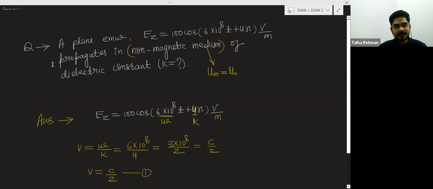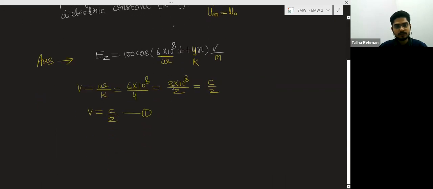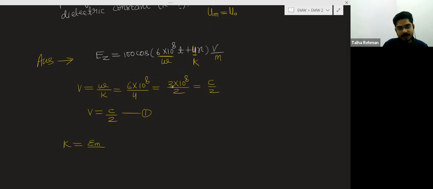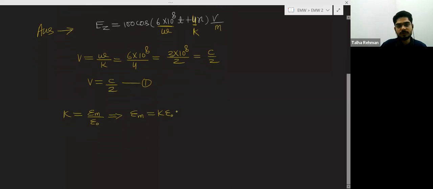Now they are asking the dielectric constant. The dielectric constant is given by epsilon m divided by epsilon naught. So from here you can calculate epsilon m, that is K times epsilon naught. This is your equation number 2.